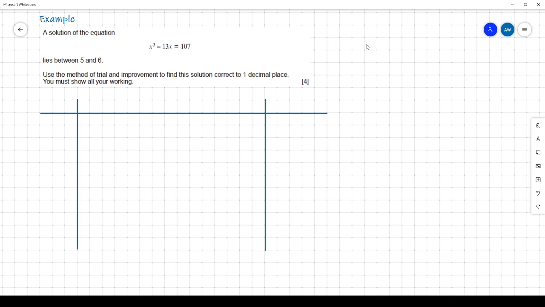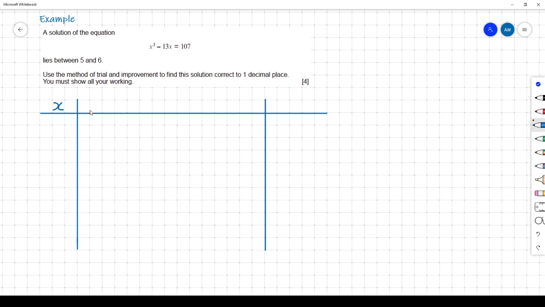Now, as you can see, I've set up a table with 3 columns. This first column here, the biggest column in the middle, and then a smaller column on the right hand side as well. And what this is for is to help us organize our trial and improvement strategy. So this column is going to be where we put our x values that we're going to try in our equation, because remember, to solve an equation is to find the value of x that works in this equation. So which value of x cubed, take away 13 times that same value, will give me 107. So this column is where I'm going to put all the values of x I'm going to try.